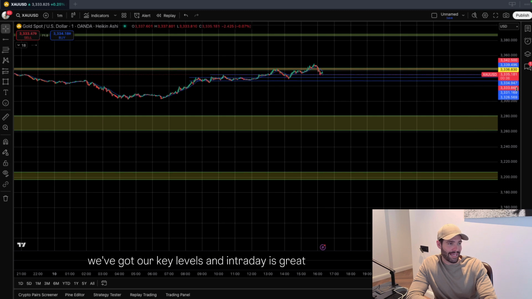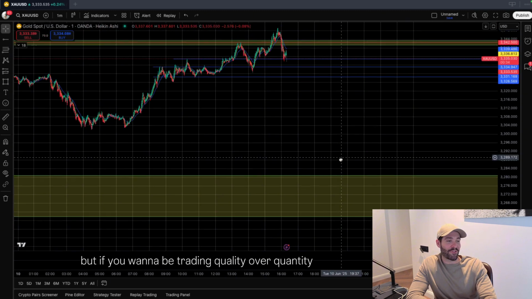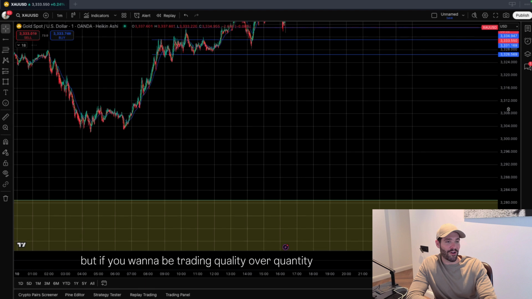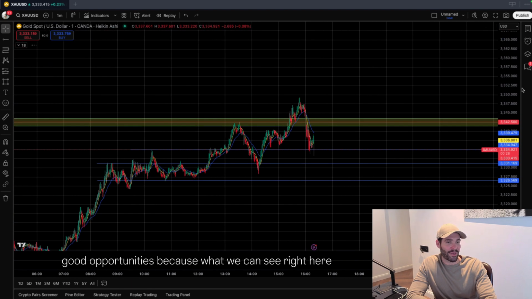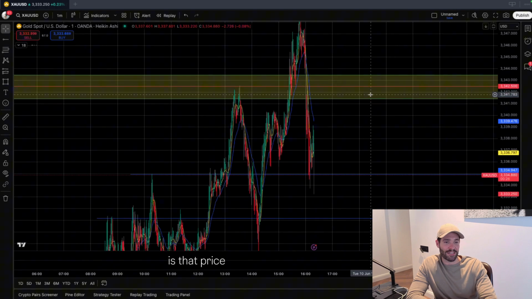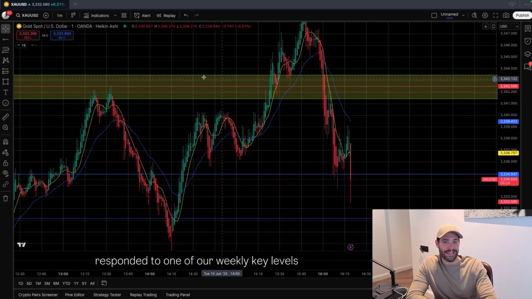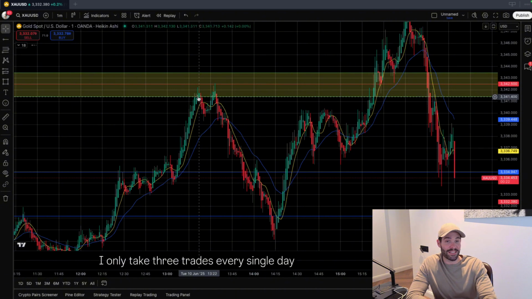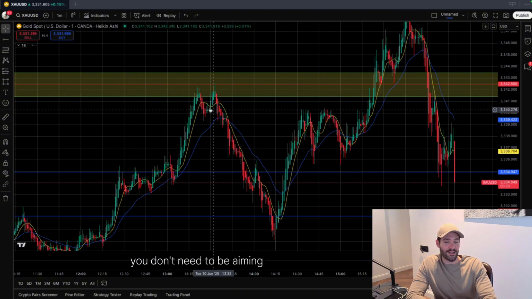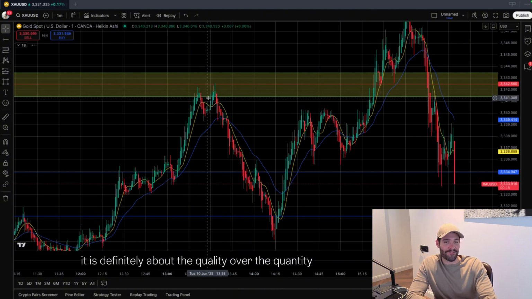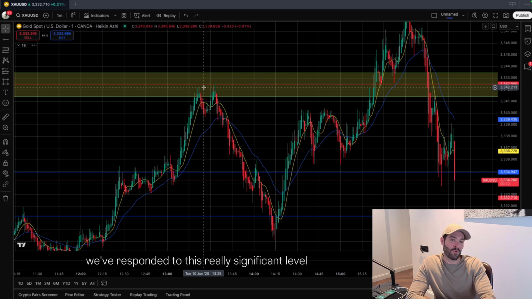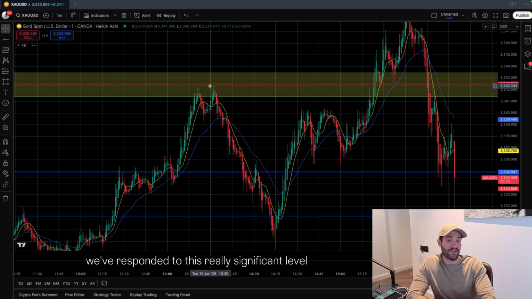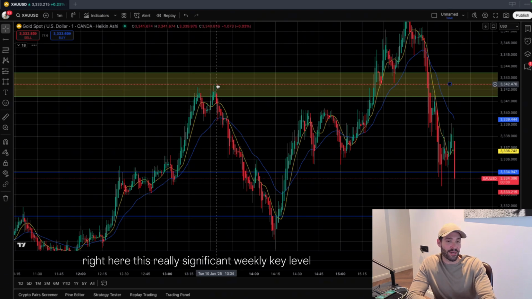And intraday is great, but if you want to be trading quality over quantity, that's where you can wait for these real good opportunities, because what we can see right here is that price responded to one of our weekly key levels. So remember, guys, I only take 3 trades every single day. You don't need to be aiming for loads and loads of trades. It is definitely about the quality over the quantity. And you can see price came up, it tested twice, so we've responded to this really significant weekly key level right here.